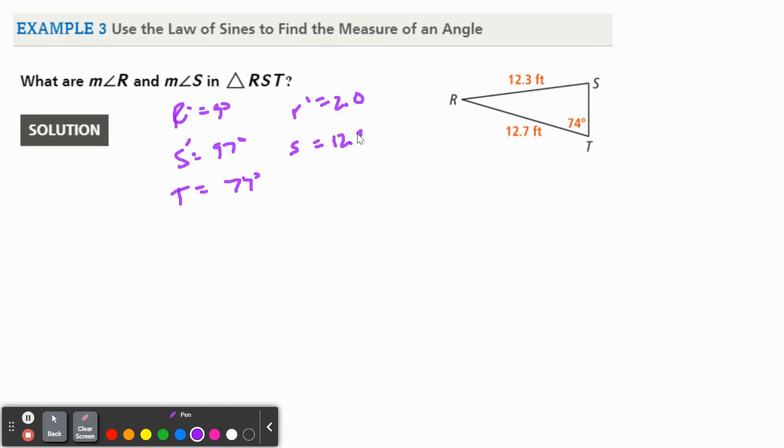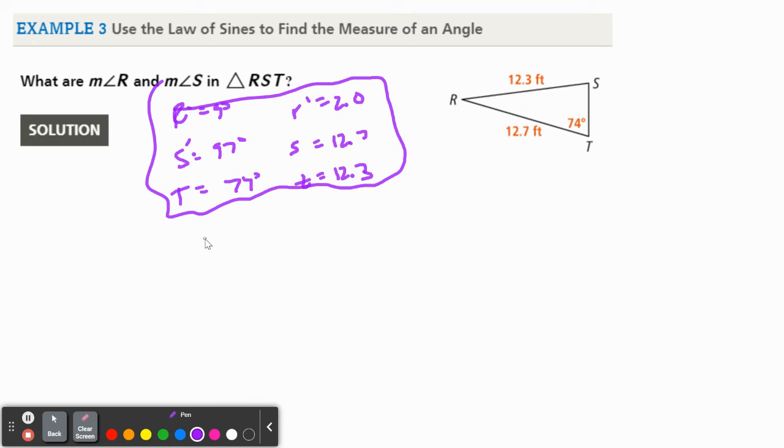S was still 12.7 feet. It's still the longest side. And T is still 12.3. And there you go. So that side angle case, be careful on your practice.